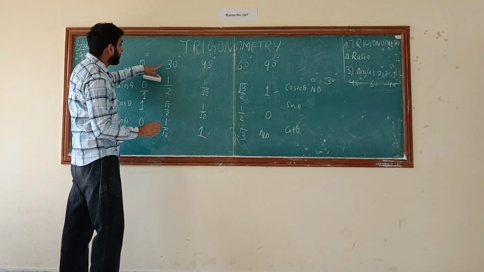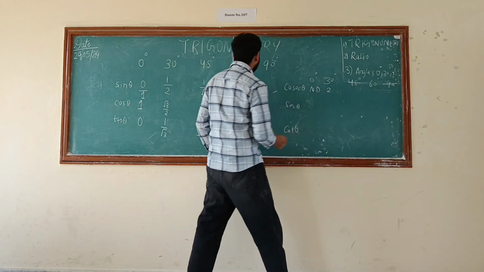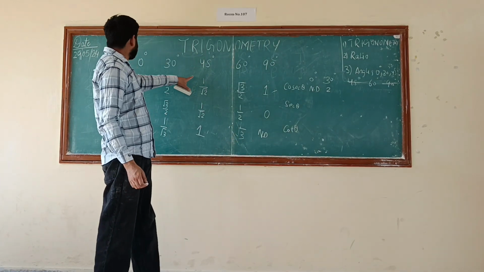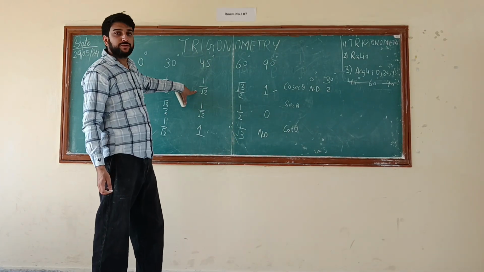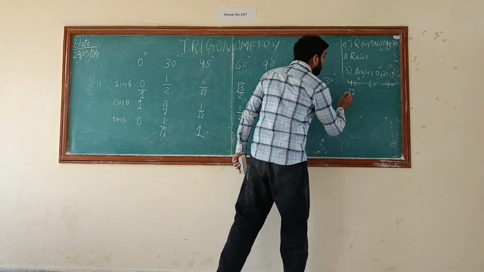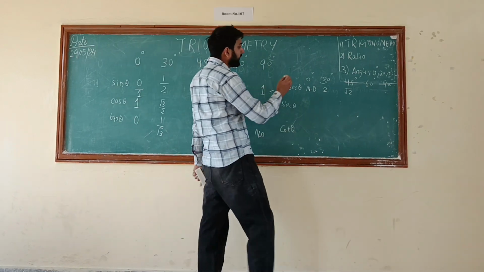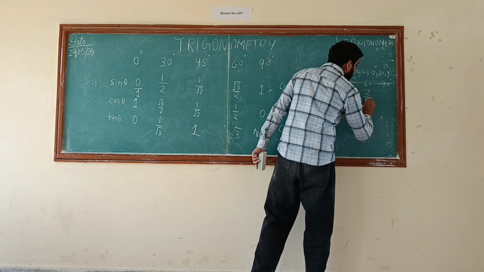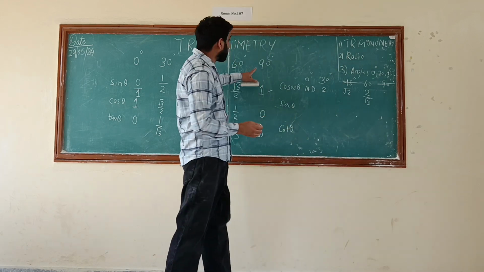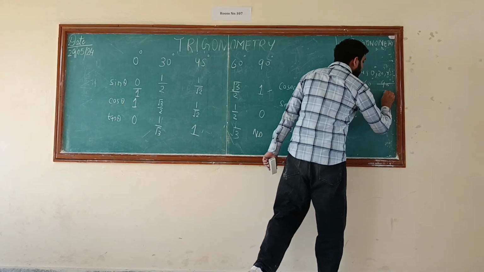Next one is sin 30 is equal to 1 upon 2. So the value of cosecant 30 is equal to 2. The next one is sin 45 degree is equal to 1 upon root 2. When we reciprocal it becomes under root 2. Sin 60 is under root 3 upon 2. When we reciprocal it becomes 2 upon root 3. And the last one is sin 90 is equal to 1. So cosecant 90 is also 1.